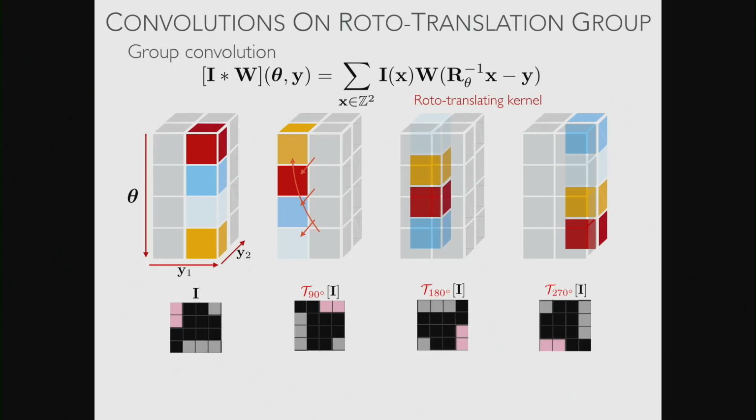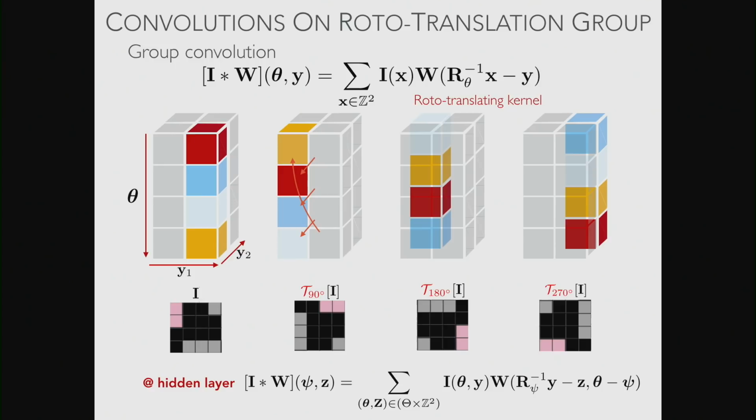Yeah, so that's the ROTO-TRANSLATION convolution. These things are really cool. They allow us to do lots of really nice things with respect to giving guarantees about how our neural networks perform when I translate images or rotate them.